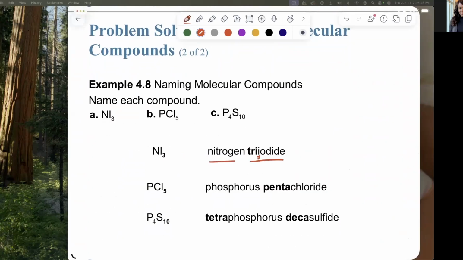Okay, for the one I skipped over here, we did nitrogen triiodide. The 2 I's stay. I don't know what they were thinking. I feel like it was Friday. They were over it. And then this one here, phosphorus pentachloride. That one is fine. The mono is dropped. Here we have tetra for 4 phosphoruses, right? Decasulfide. So AS is fine. AC is fine. II is fine.